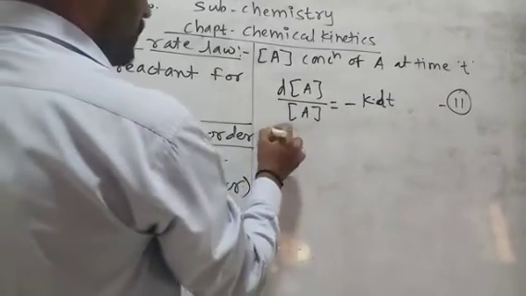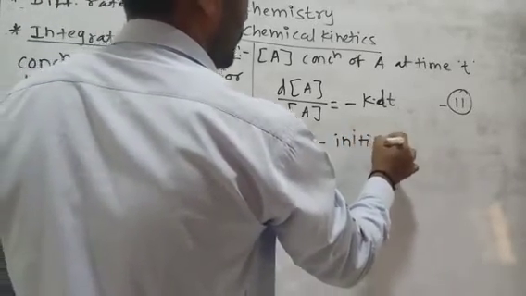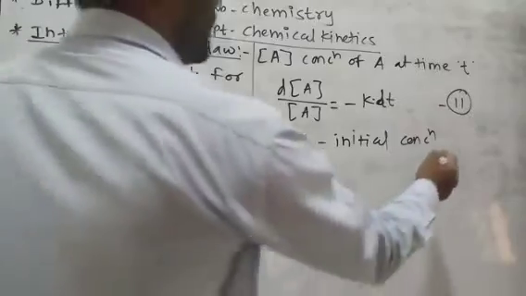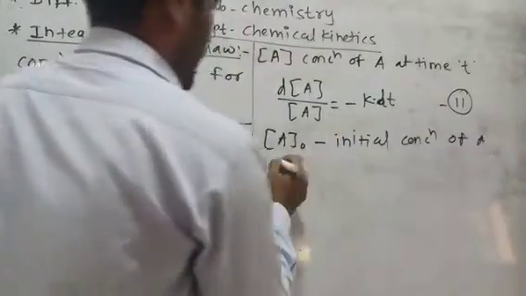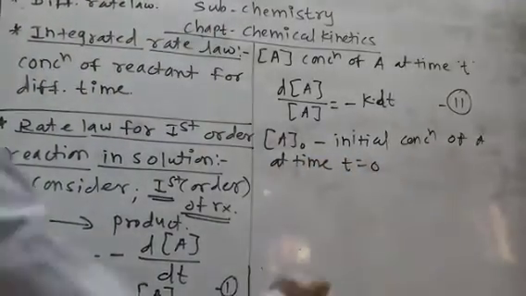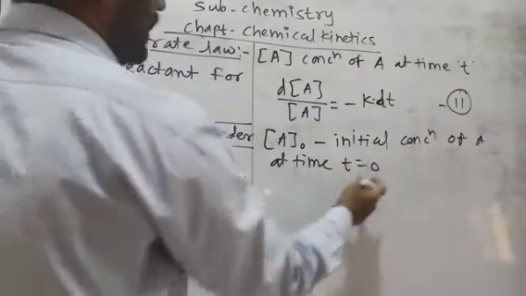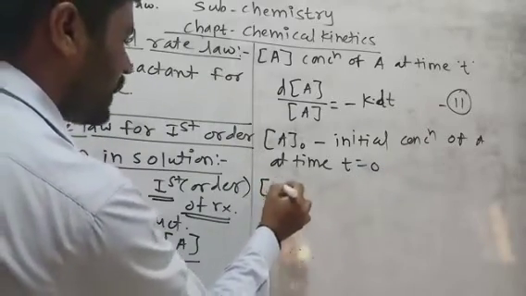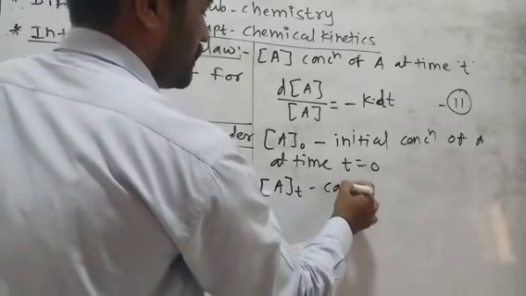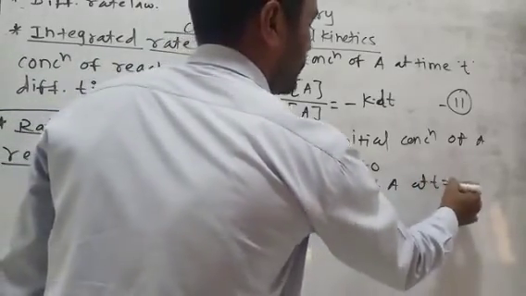Consider A0 is the initial concentration of A at time t is equal to 0. When the time is 0, at the starting point, at the initial time, A0 is the concentration of A at time t is equal to 0, and At is again the concentration of A when t is equal to t.